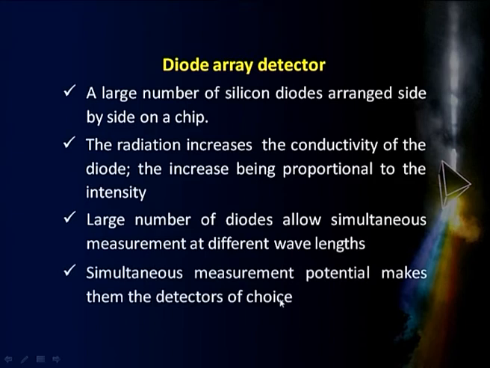In today's scenario, such detectors are the detectors of choice, because they really save measurement time, and even the instruments are being modified in light of these detectors being available. Okay. Now, having talked about detectors, there are three types we talked about. Let us move on to the different types of spectrometers we use.